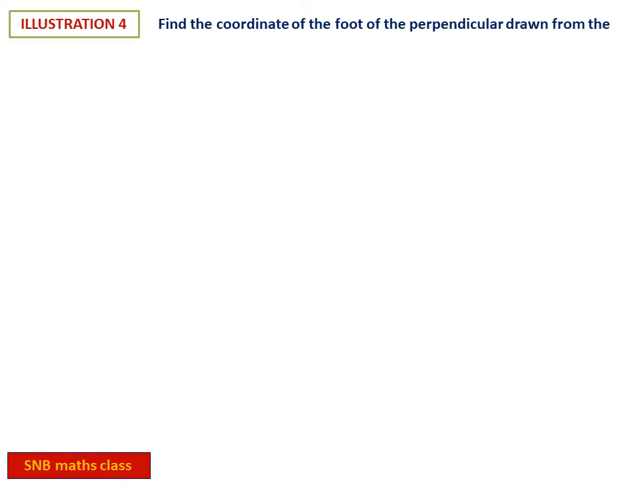Illustration 4. Find the coordinates of the foot of the perpendicular drawn from the origin to the plane 2x minus 3y plus 4z minus 6 equal to 0. This is a very interesting example. Students, please note, this is not very easy. You have to do it very carefully.